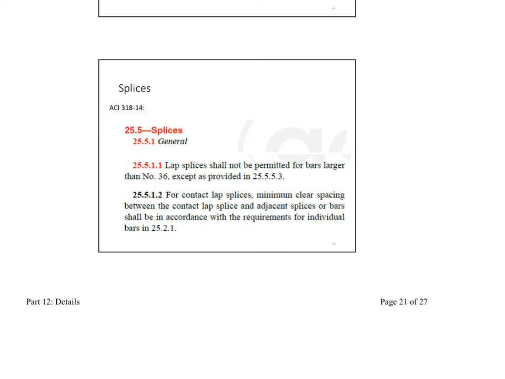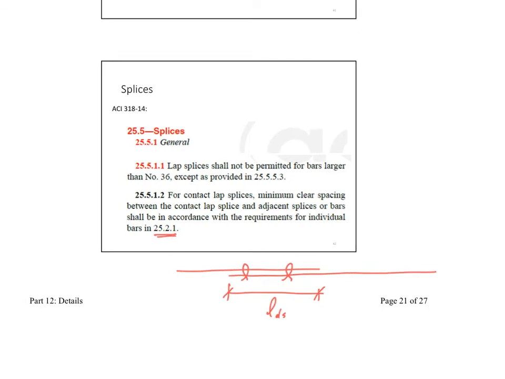What's a lap splice? It's simply your bar ended like this. Then you would bring another bar, and it continues from where your bar ended. That splice is the splice length. So this is L, I think they call it LDS, L development splice. And then you just tie them with the regular wire ties that you all know about and used in the lab. And the lap splice minimal clear spacing between the contact lap splice and adjacent splice or bars shall be in accordance with the requirement of individual bars in 25.2.1.